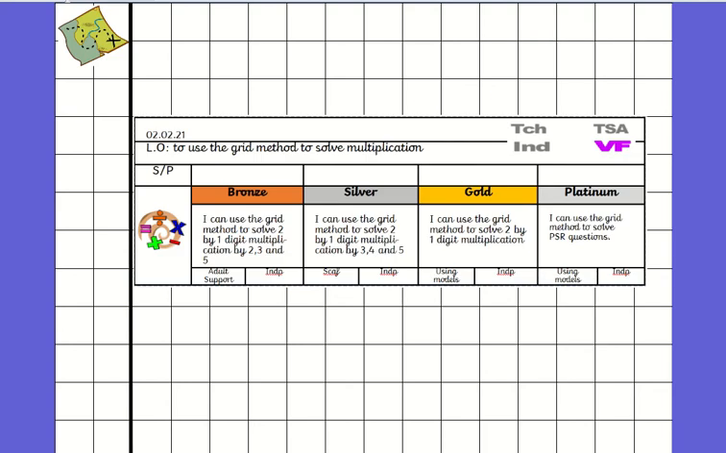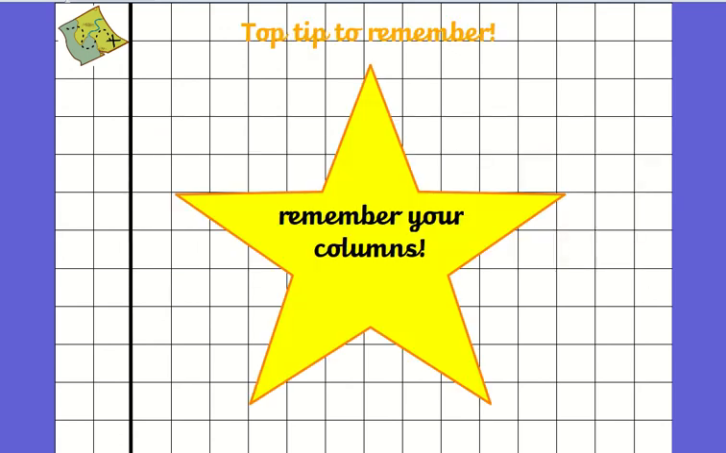Okay, your success criteria today. You are going to use the grid method to solve multiplication, but we're not going to use pictorial today. We're going to go into abstract. So that is where we use the numbers. So your success criteria goes up in the same steps as yesterday by the number that you multiply by, but this time we're not going to be doing it pictorial.